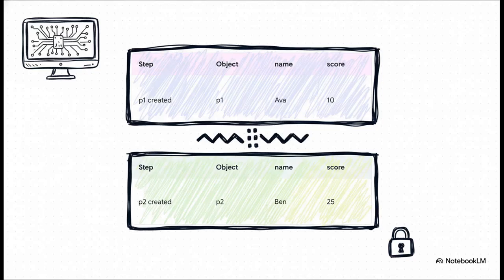Let's be the computer for a second and trace this out step by step. Step 1. Right after P1 is created, the object in memory is P1, its name attribute is definitively Ava, and the score is 10. Step 2. After P2 is created, we have a completely new, distinct row in memory. Object P2, name Ben, score 25. The computer keeps these completely walled off from one another.